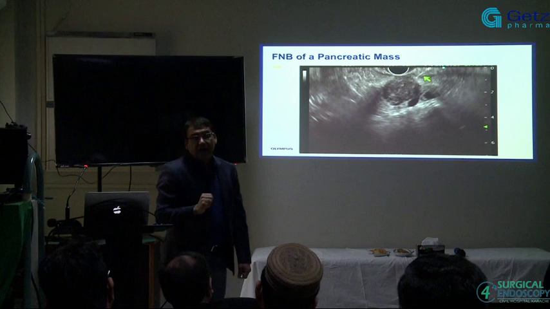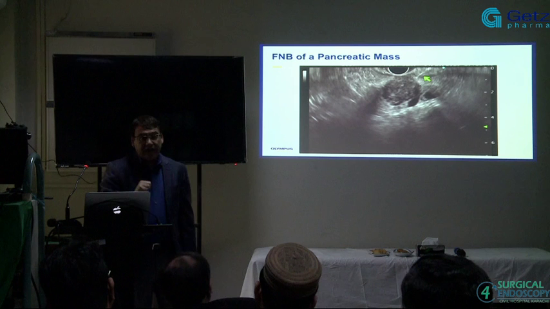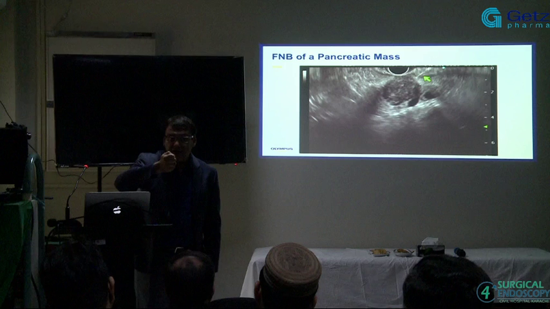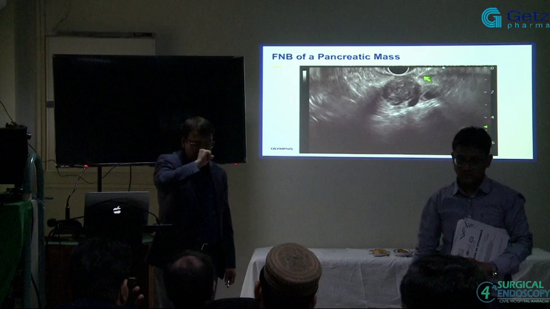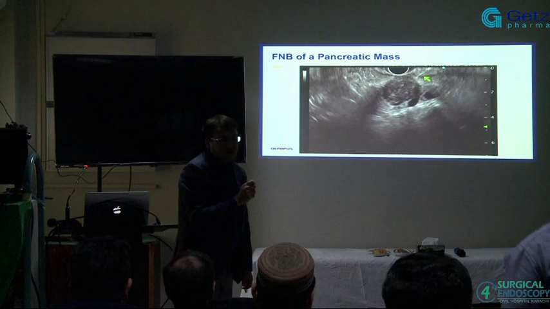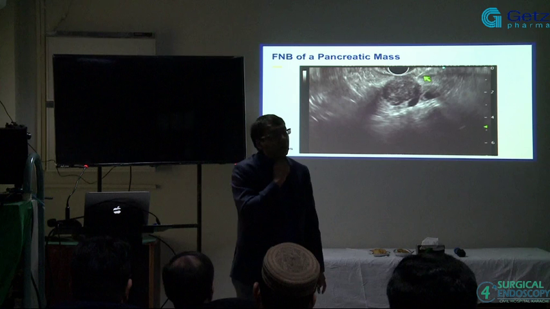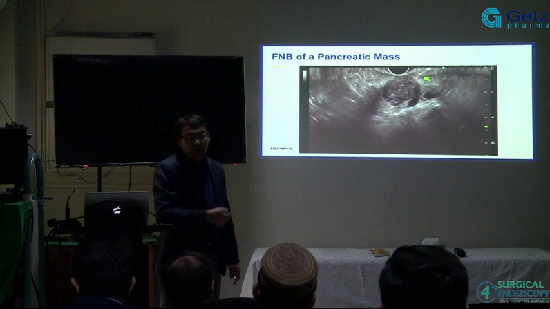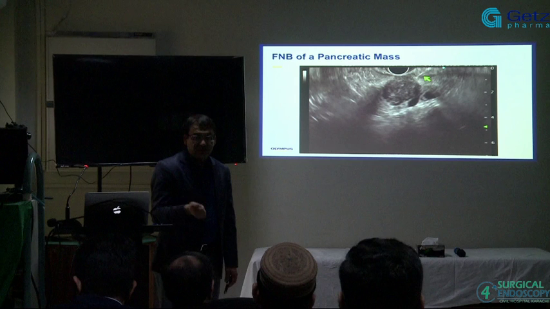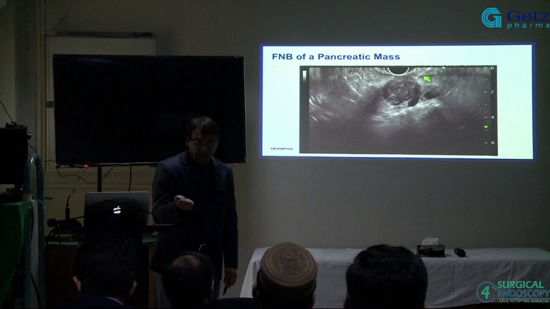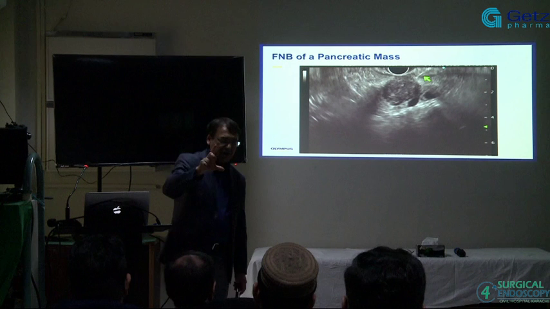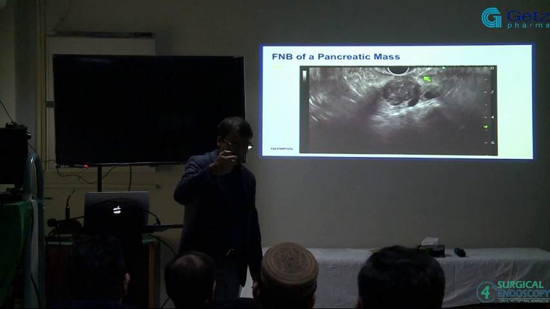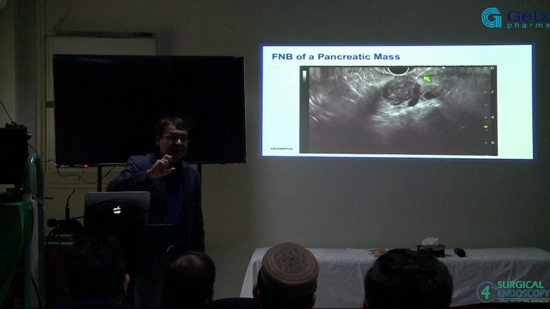Keep in mind, do not forget that your sheath is locked. The lower button, the one which locks the sheath. Because if that is open, your stylet is going to go first, and then your needle is going to go. That's going to be very, very dangerous. That could cause a perforation as well. So you've got to make sure that the locker of the sheath is really, really locked.